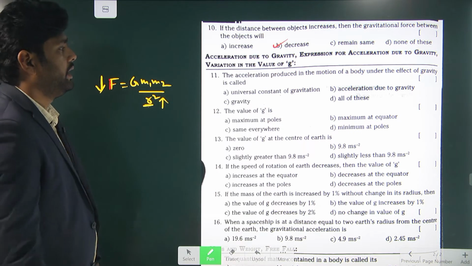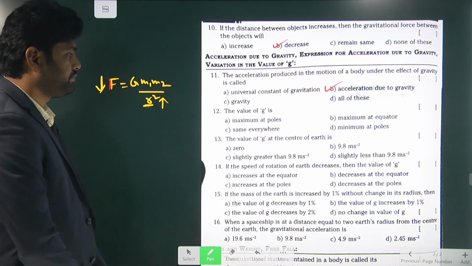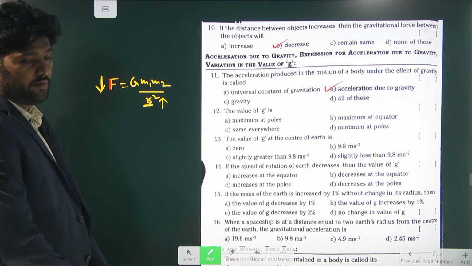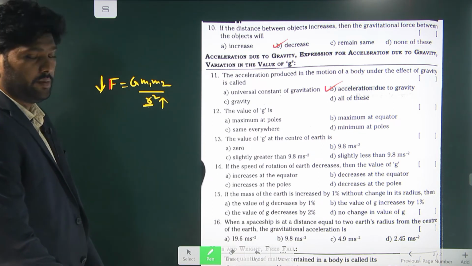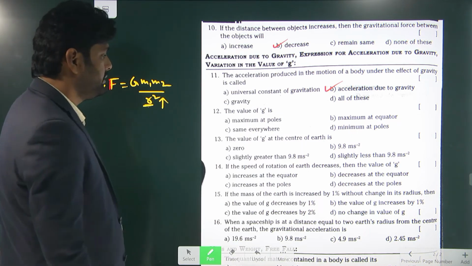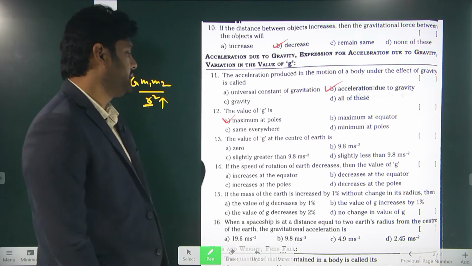Next, the acceleration produced in the motion of a body under the effect of gravity is called acceleration due to gravity. That is the second option. The value of g is maximum at poles, maximum at equator, same everywhere, or minimum at poles. Maximum at poles is the correct answer.